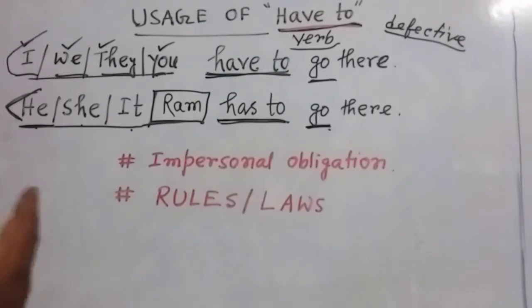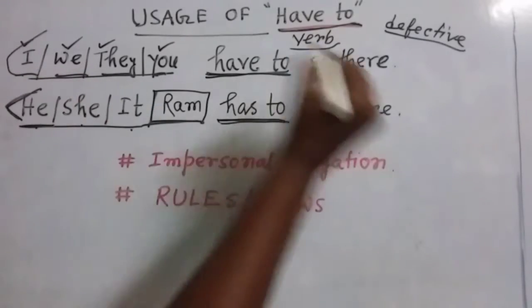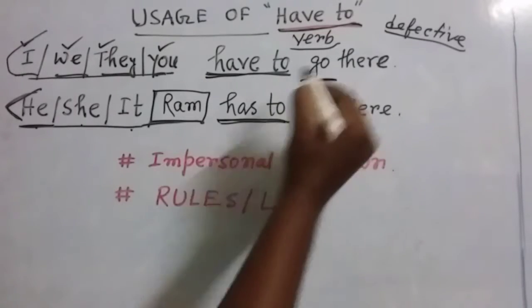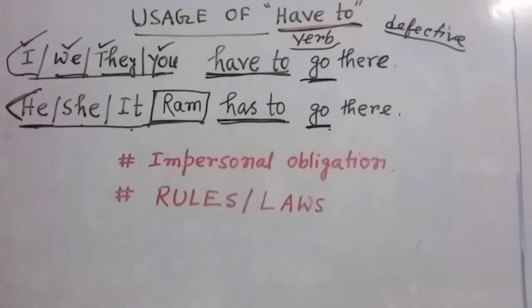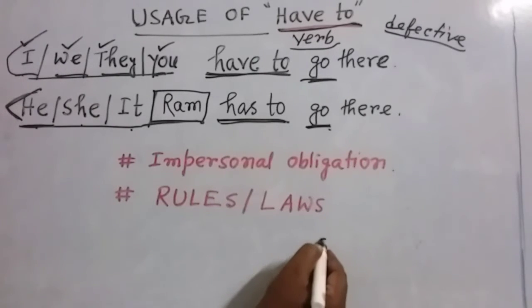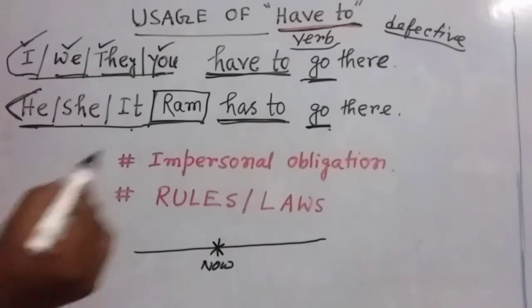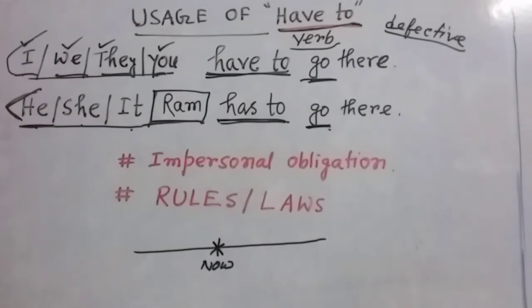Now my dear friends, what's the meaning of these types of sentences? Actually, this sentence, "I have to go there", means that this activity, going somewhere, is not yet done. Suppose I am writing down a timeline. Suppose right this moment, this is now. In this moment, we are saying this sentence, "I have to go there".